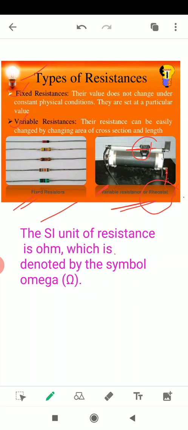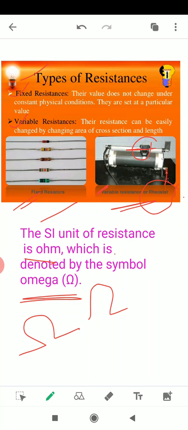Now, what is the SI unit of resistance? It is ohm. It is denoted by the symbol omega, which is a half circle written like this, or you can simply write it as ohm in the spelling form. So this is the SI unit of resistance.